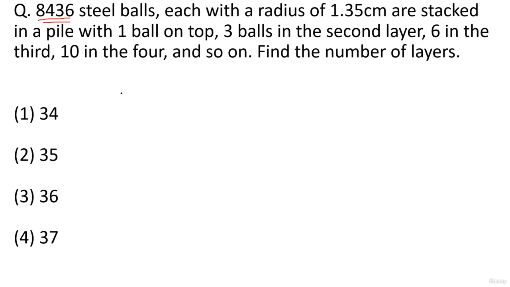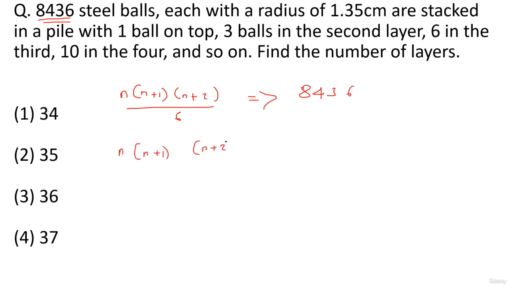We know that for n number of rows, the number of marbles is n into n plus 1 into n plus 2 divided by 6. This should be equal to the total number of marbles. In this question, they have given this as 8436. So n into n plus 1 into n plus 2 should be equal to 8436 multiplied by 6.